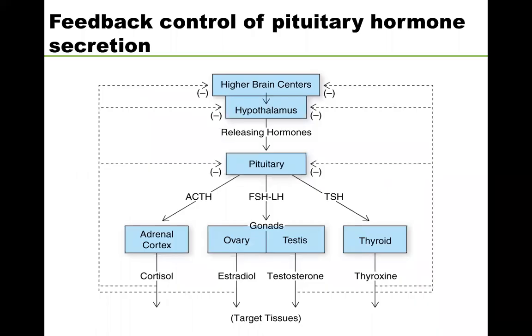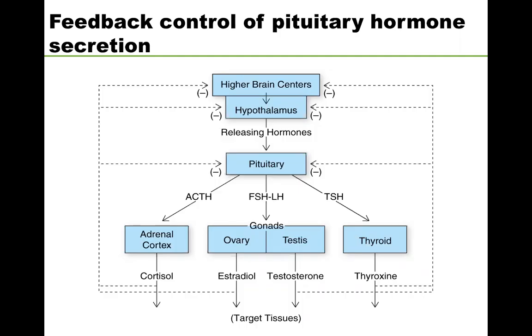If you've taken a class on physiology, I'm pretty sure all of you know what feedback control is. What you're learning here is that from the hypothalamus there are releasing hormones. These releasing hormones act on the pituitary, here the anterior pituitary, which in turn acts on different target organs and glands. For example, the pituitary releases adrenocorticotropic hormone, which acts on the adrenal cortex.